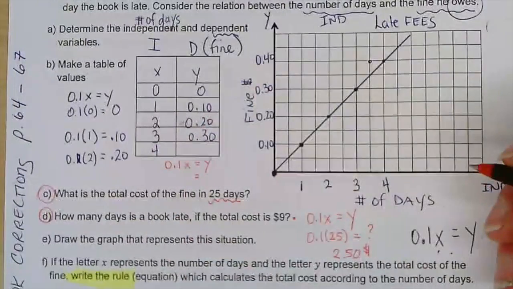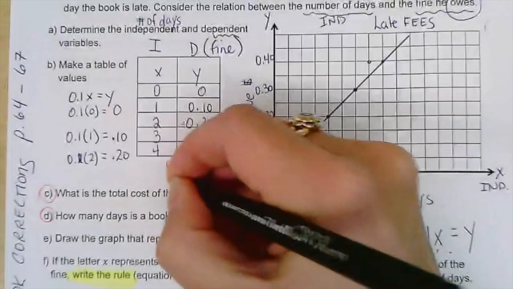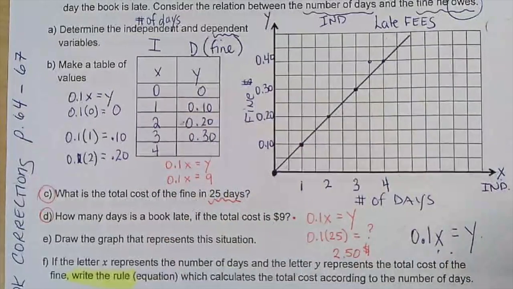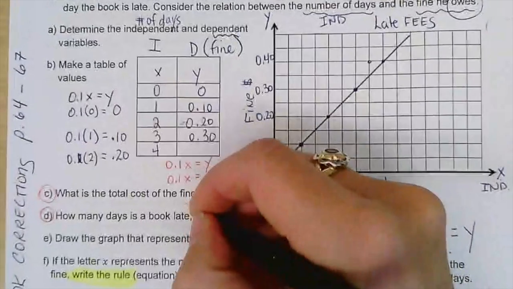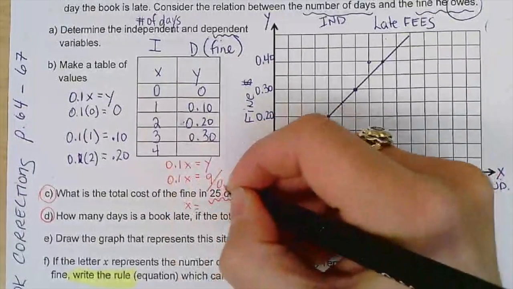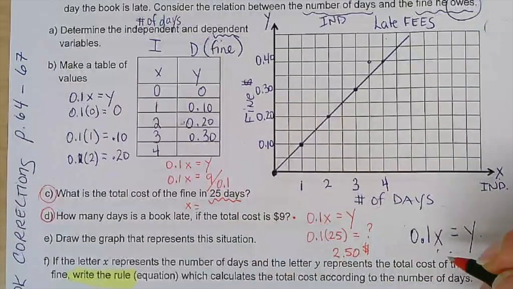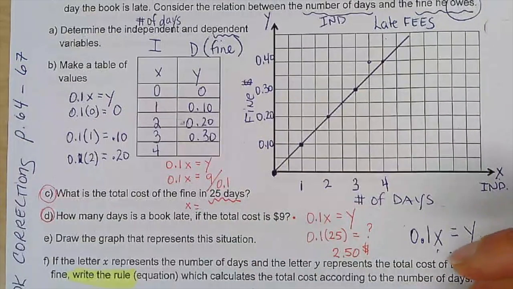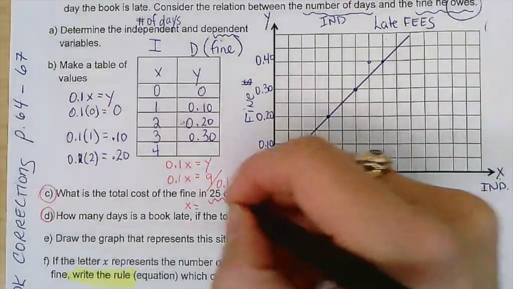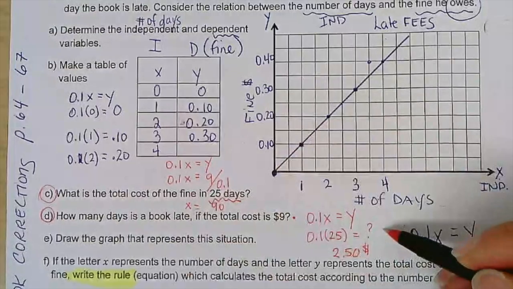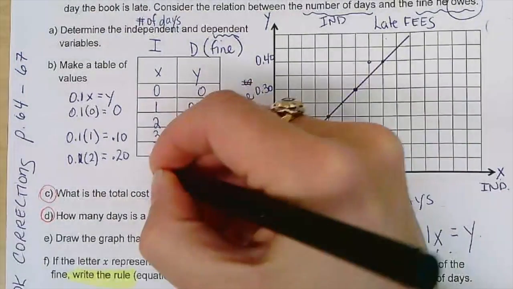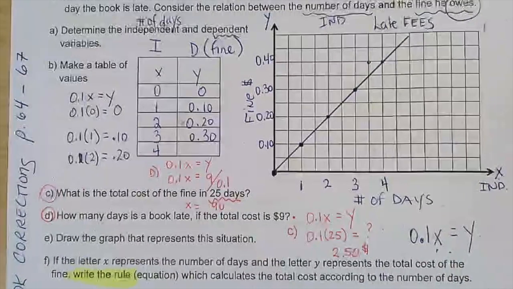So I'm going to replace the y by 9, and I'm going to work backwards with all the algebra that Miss LaPena taught you for like a month and a half. How do I remove this 0.1? How do I isolate, leave x by itself? Well, I'm going to divide, miss. And then you would take your calculator and do 9 divided by 0.1, and you are able to be 90 days late. Perfect. So this question answers letter D, and this one answers letter C. So C and D. This might be on your quiz.